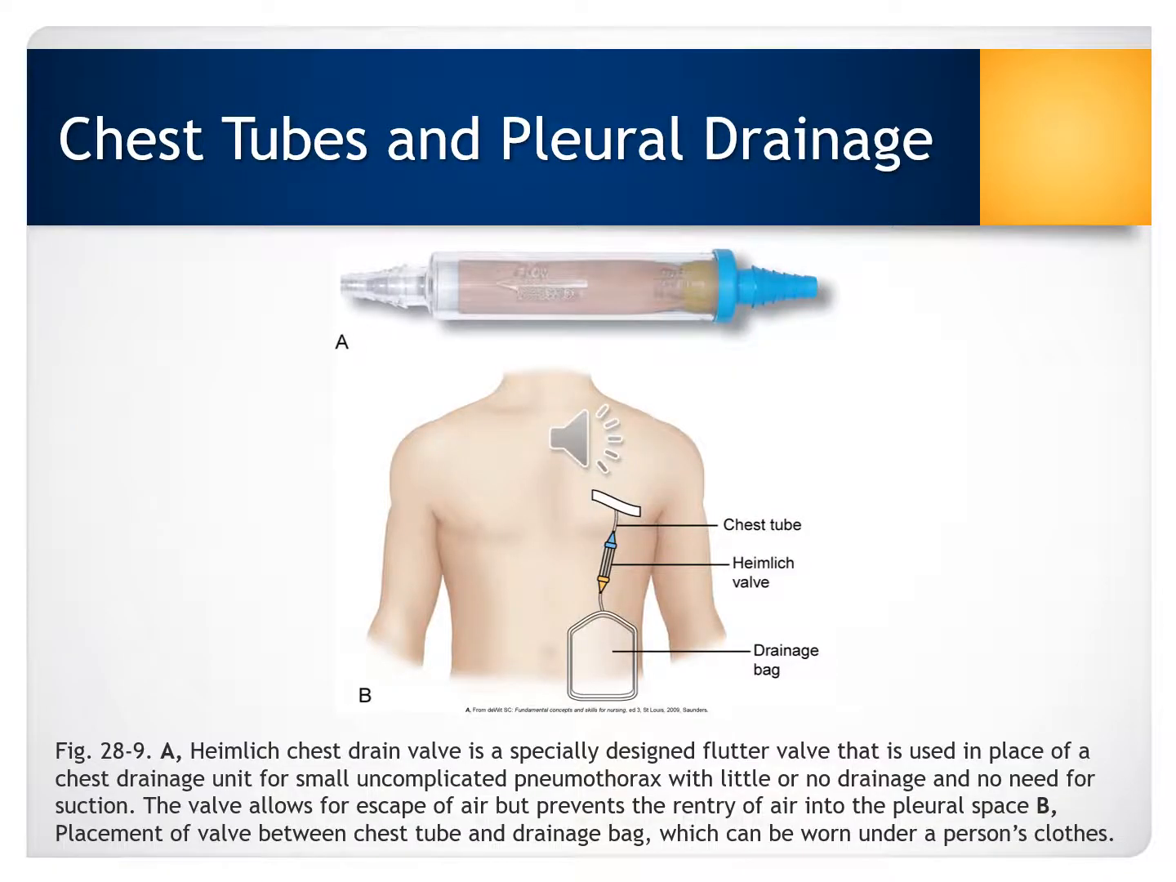A Heimlich chest drain is typically a small drain that is used for uncomplicated pneumothoraxes where there's little or no drainage and no need to be hooked up to suction. Typically these are patients who will be managing at home, so it can be concealed underneath their clothing and can have easy maintenance at home.